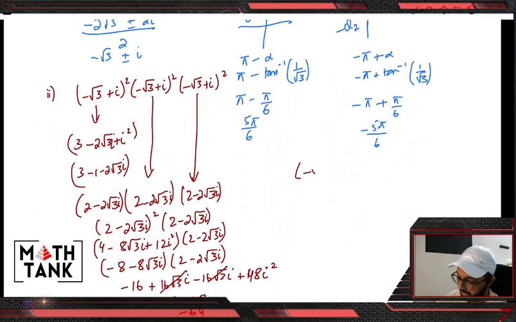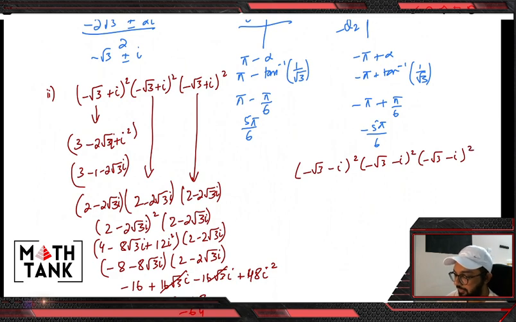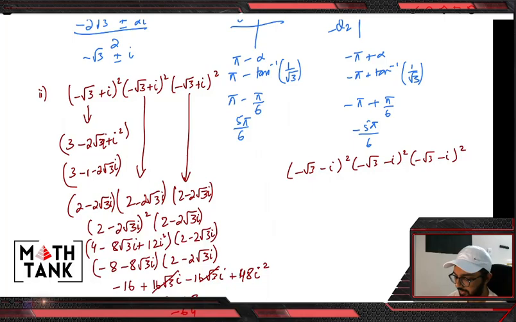So I'm going to go again. Minus root 3 minus i whole squared, minus root 3 minus i whole squared, minus root 3 minus i whole squared. Remember that a lot of people make this error. This opens up with a squared, 2ab, plus b squared, because there are two negatives involved. So I get 3 plus 2 root 3i plus i squared. So I get 2 plus 2 root 3i.